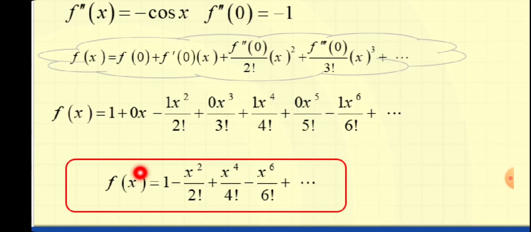Finally, we have f of x equals 1 minus x squared over factorial 2 plus x power 4 over factorial 4, and so on.